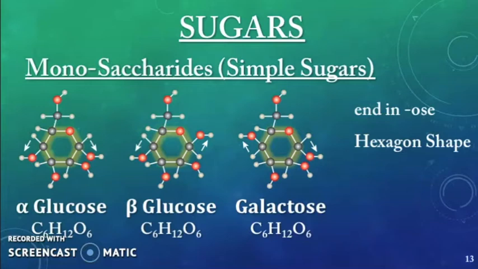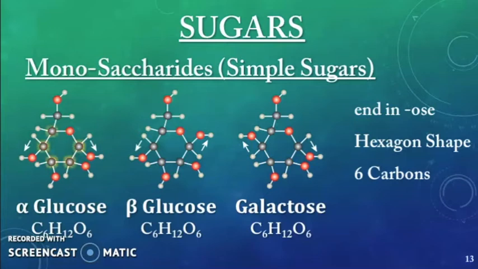I look for what kind of shape is the core of it. In this case, it's going to be a hexagon shape. And then the next thing I do, once I figure out the shape, is look at the number of carbons. So in this case, each of these has 6 carbons.